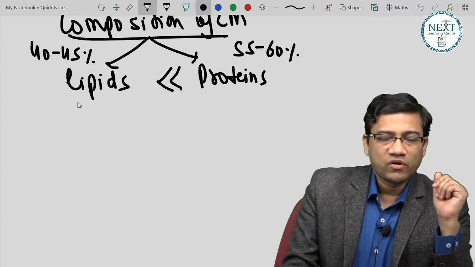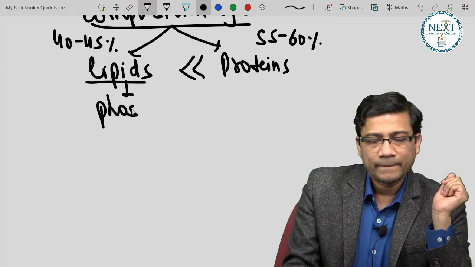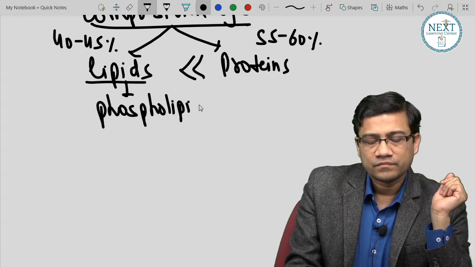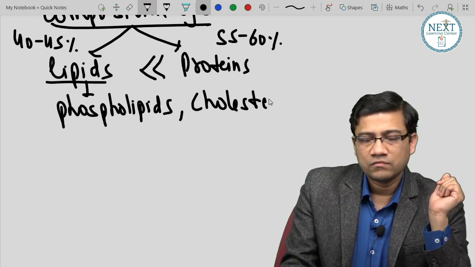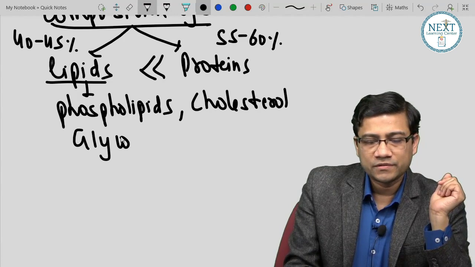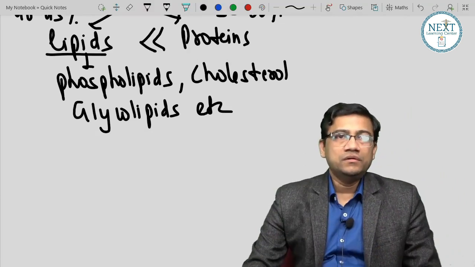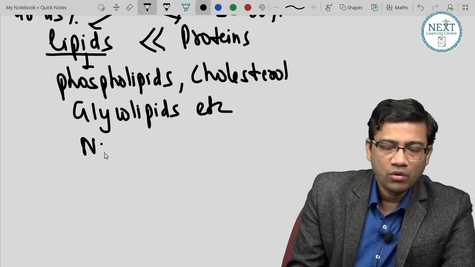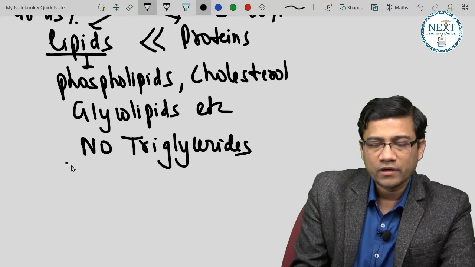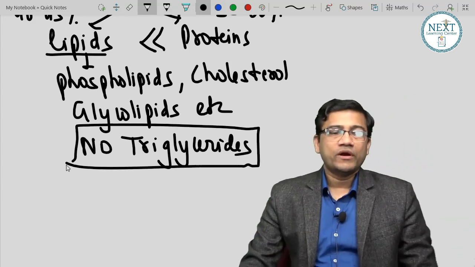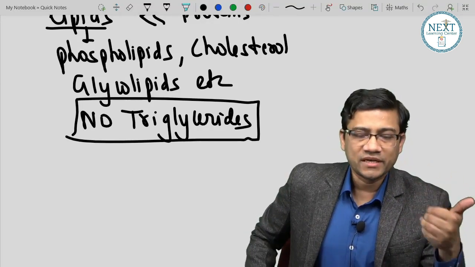Now let's see what are the main lipids. The main lipids are basically phospholipids, along with cholesterol, glycolipids, etc. But the question asked is what is not present? No triglycerides. So what lipid is missing in the cell membrane? Triglycerides are missing in the cell membrane.